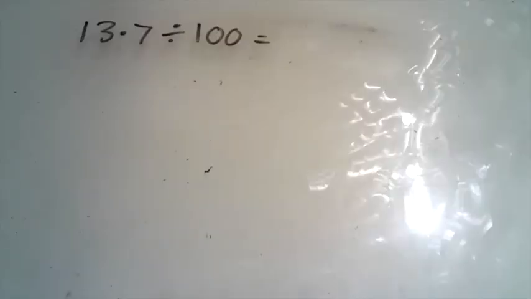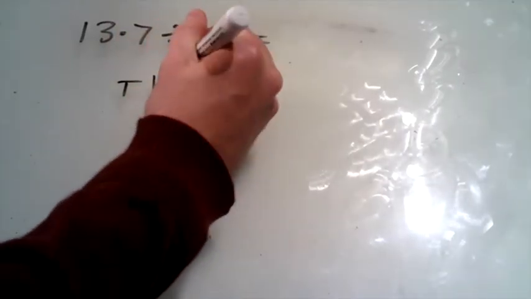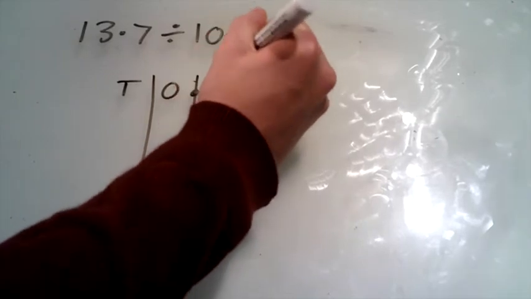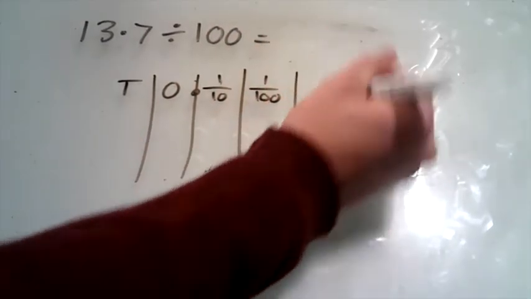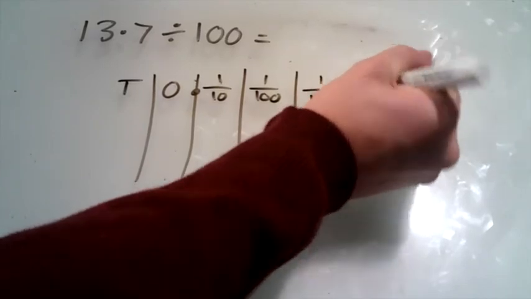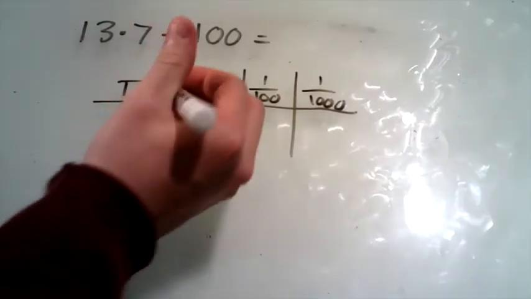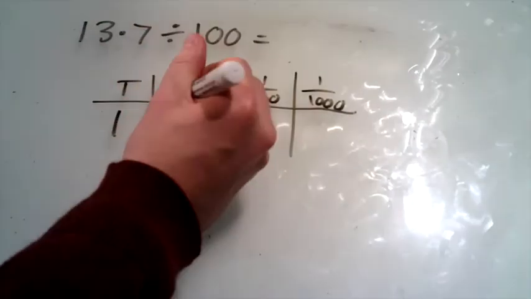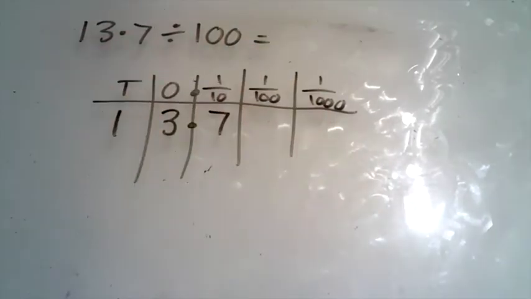Okay, so let's have a look at this one. We've got 13.7 divided by 100. So if I was to write out our place value grid again, tenth, hundredth and thousandth. We've got a 1 in the tens column, 3 in the ones column, decimal point, 7 in the tenths column.